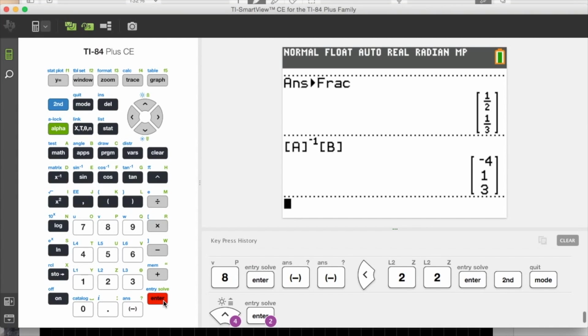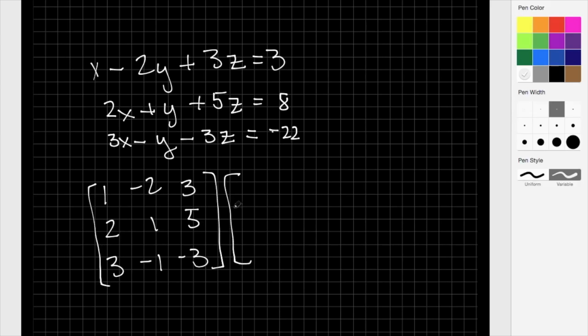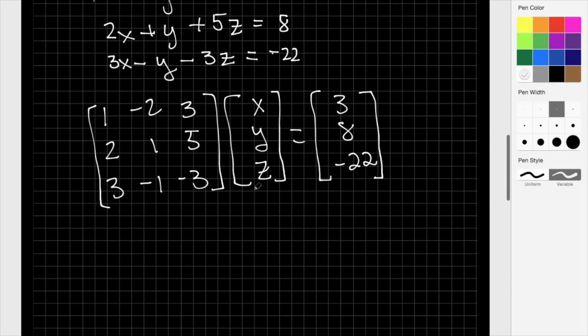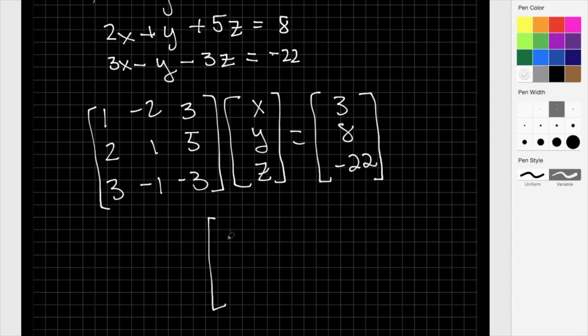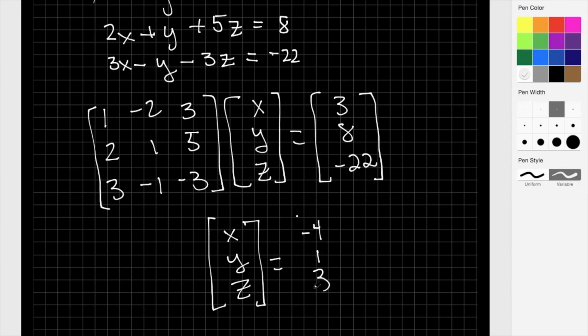So if I go back into my matrix, if I were going to write this out, then what it would have looked like would have been 1, negative 2, 3, and 2, 1, 5, 3, negative 1, negative 3. And so this was matrix A. And then we would have had here X, Y, and Z, which would have been equal to the constant values 3, 8, and negative 22. So this is the equation that I was solving. If I were to actually attempt this one by hand, it would be a lot like the other one, just a lot more involved, a lot longer because you have all this other stuff. Then my solution is going to be this matrix, negative 4, 1, and 3.